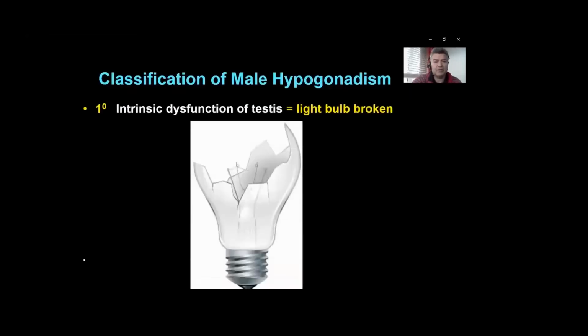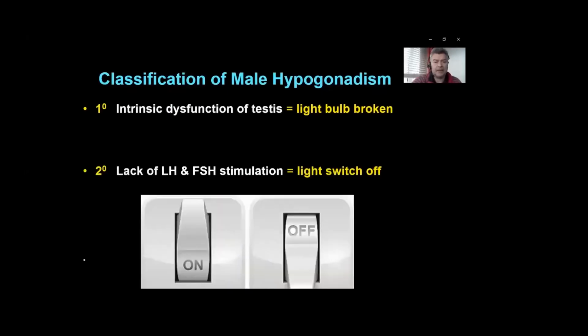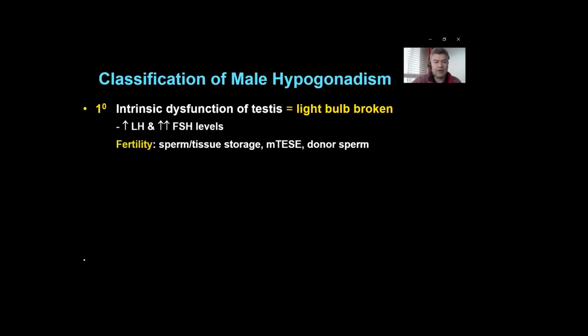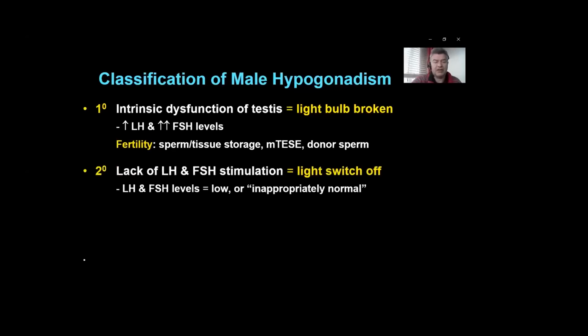So male hypogonadism, we classify it as primary gonadal dysfunction, which I talk about as the light bulb being broken, and lack of LH and FSH stimulation, central or hypogonadotrophic hypogonadism, which I characterize as the light switch being off. In the first case, there's not much hormonally you can do about fertility. You're relying on the skills of your andrologist, or donor sperm, or adoption. But in the second, you can actually restore the hormonal milieu by putting gonadotrophins back in again.